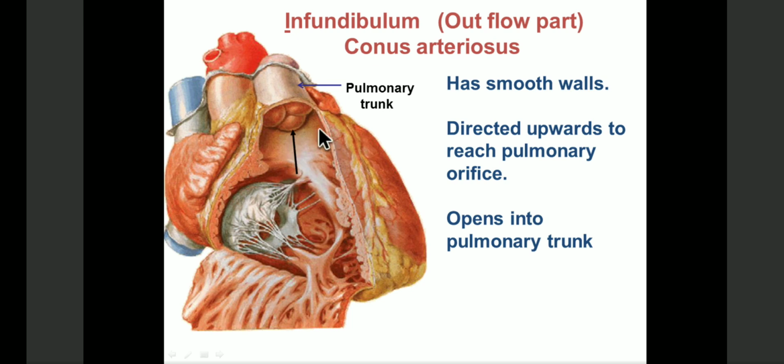The smooth part of the right ventricle is also called the infundibulum or the conus arteriosus. It's directed upwards so that the blood from the right ventricle can enter into the pulmonary trunk.